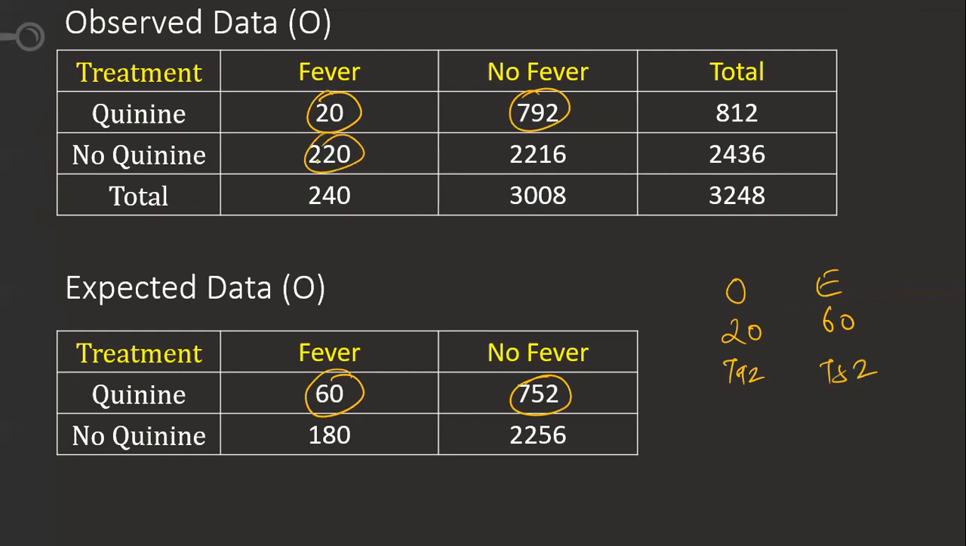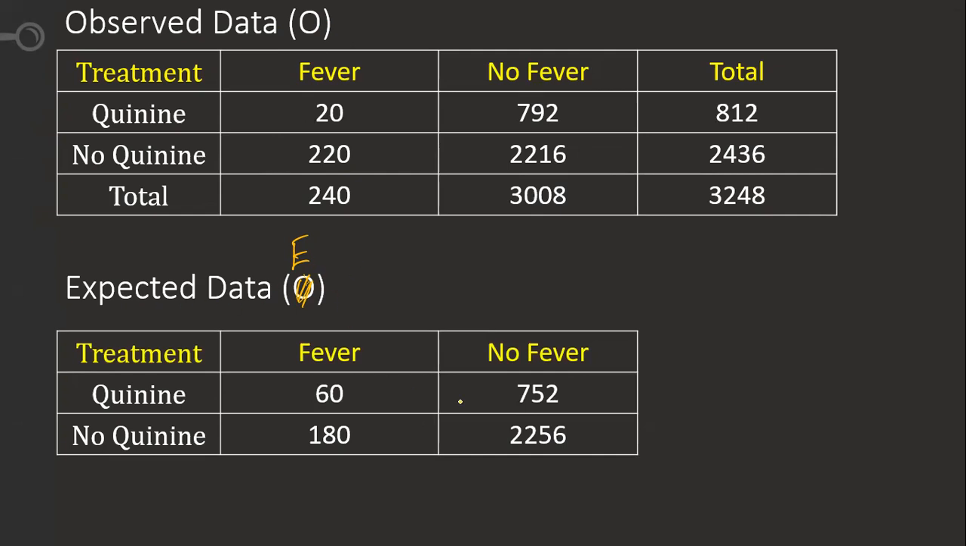Now I'm going to do it for 220 here. 220 is 180, I'm sorry. Okay, yes, correct. Now for 2216, I'm going to write 2256. And as usual, I'm going to calculate O minus E the whole square, and so on. So this is how we calculate the expected data. Let me make a small correction here: it should be E. The observed data is O, and the expected data should be E here.